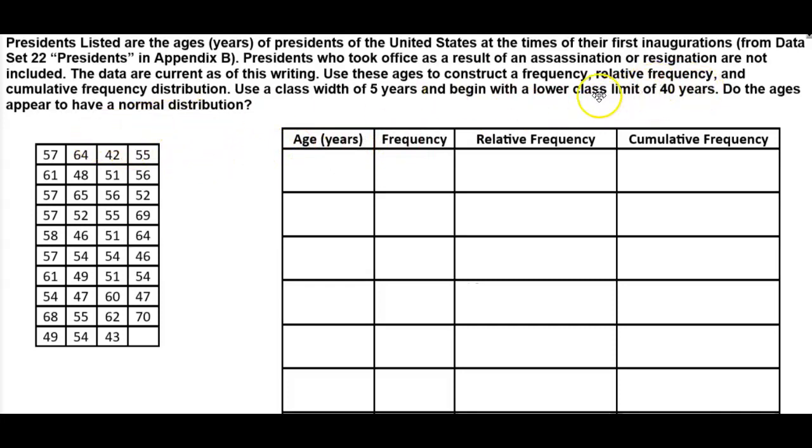So the first thing is, it's telling us that we need to begin with a lower class limit of 40 years. And the class width is 5 years. So that's really important here. That means the lower limit of the first class is going to be 40. And if our class width is 5, then the next lower limit is going to be 5 more than that, which is 45. Okay, and then the next lower limit, 45 plus 5, is going to give us 50.